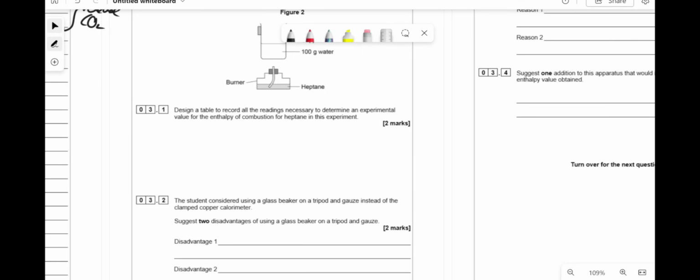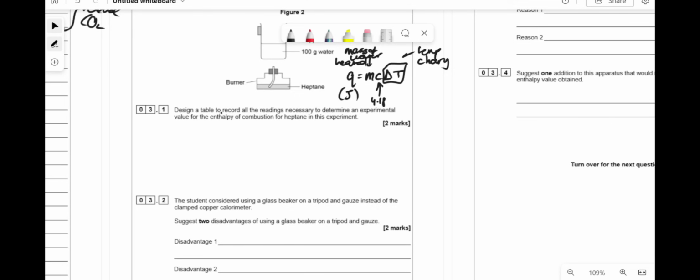So the formula you need to know is Q equals mc delta T. M is the mass of water heated, not the mass of fuel. C is your specific heat capacity, which is 4.18, and this is your temperature change, and this is in joules. The issue with this, however, is that this only gives you the heat energy released. It doesn't give you the enthalpy change of combustion.